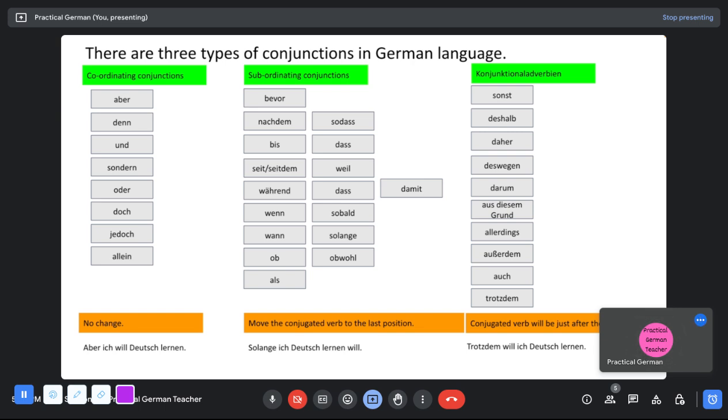Yes. For example, the next one, aus diesem Grund, this you should know, like due to this reason or because of this reason. Daher, deswegen, darum, deshalb mean because. Aus diesem Grund means on this basis or because of this.